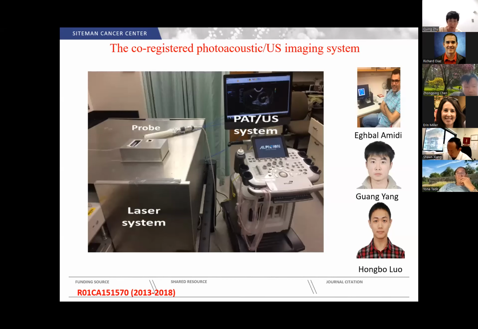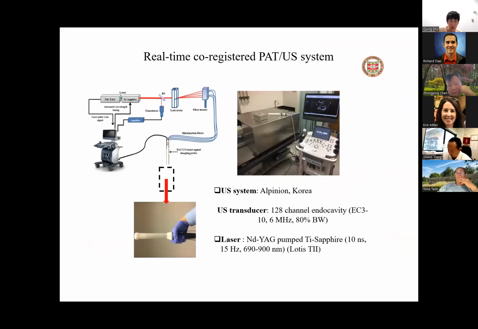We just put the laser beams to the probe and lock it, and then before the photoacoustic procedure we do the first transvaginal ultrasound, and second we do the photoacoustic procedure. It takes 5 to 10 minutes to basically finish the scan and the data processing. So this is the current system.